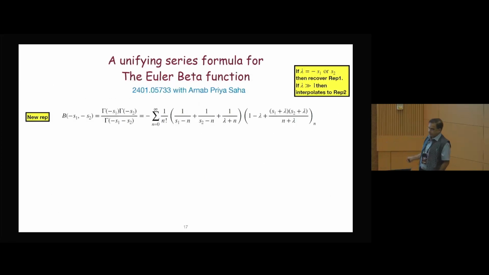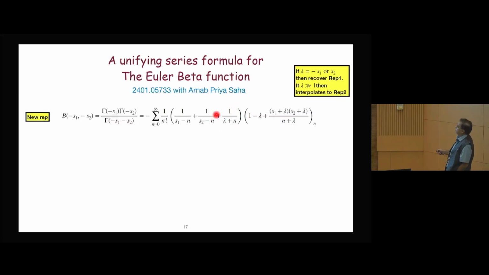So here is the formula again, and now we are going to take various limits. So here is a series representation. So you have the two channels plus this regular term. Now the first thing to observe is that I told you that this series converges for any value of S1 and S2 away from the poles. So we are allowed to set lambda equal to minus S1 or minus S2. So let's say we set lambda equal to minus S2.